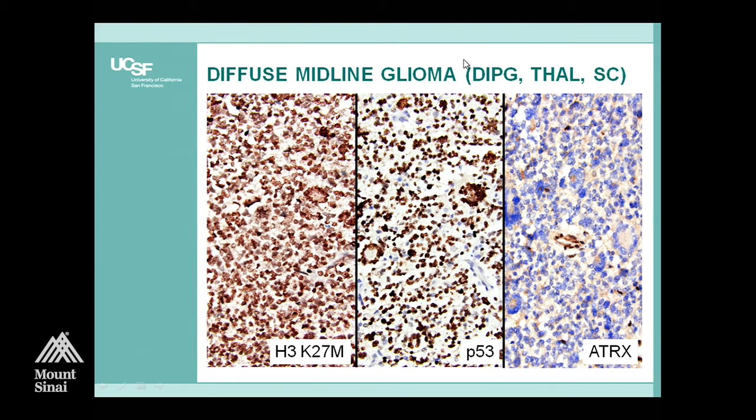So always consider this whenever you're in a midline location: pons, thalamus, spinal cord. These are very aggressive, no matter what grade they look like, although there's still some controversy about that. But even if it looks low grade, these tumors are likely to behave in an aggressive fashion. The WHO considers them grade 4.